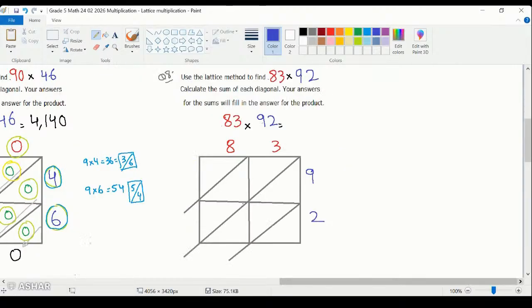Okay, so let's start multiplying. 3 multiplied by 9. What is 3 multiplied by 9? We know it's 27, and 27 can be written as 2 and 7. That means we can write this as 2 and 7. For the next one, we have 3 multiplied by 2. Comes out to be 6. And 6, we don't have any tens, right? 0 tens and 6 units. So can we write this as 0, 6?